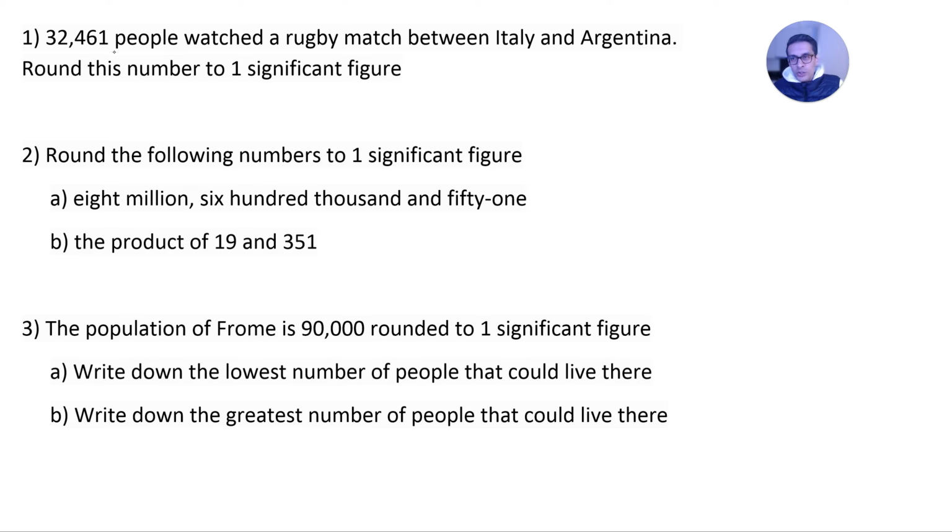So 32,461. Rounding this to one significant figure, we know that the first significant figure is the 3, which has a place value of 10,000. So we're rounding to the nearest 10,000, which in this case is going to be 30,000. That's your answer there. Question 2, round the following to one significant figure.